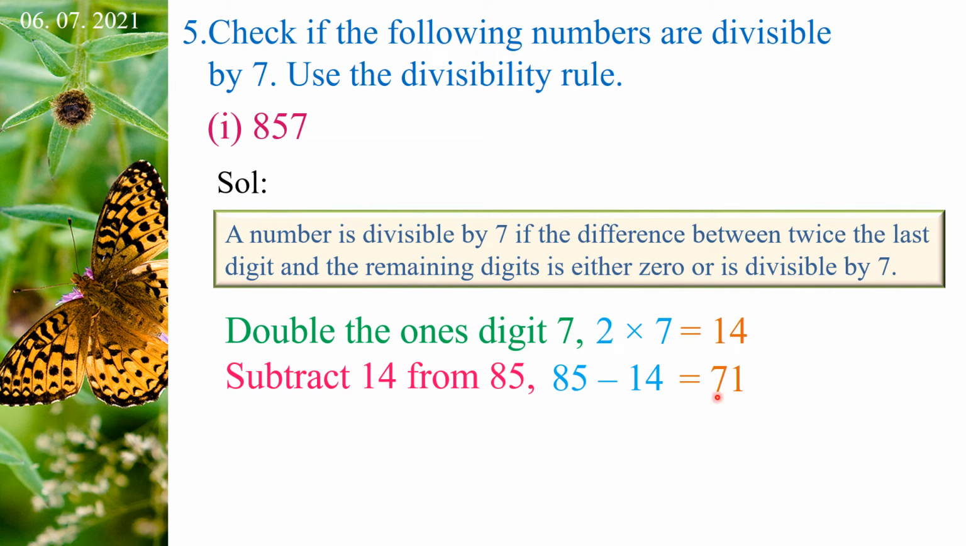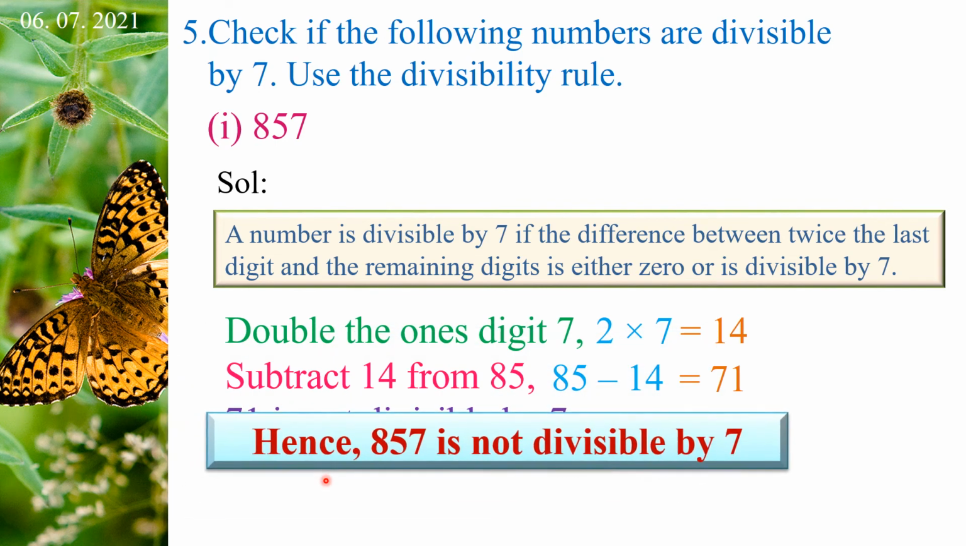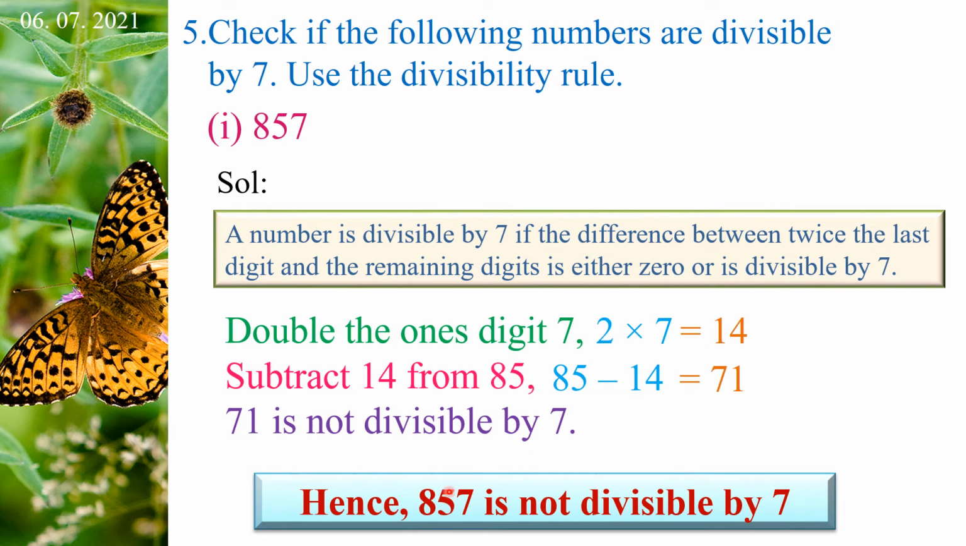So let's check. Is 71 divisible by 7? No. 71 is not divisible by 7. Therefore, the given number 857 is not divisible by 7. That's all.